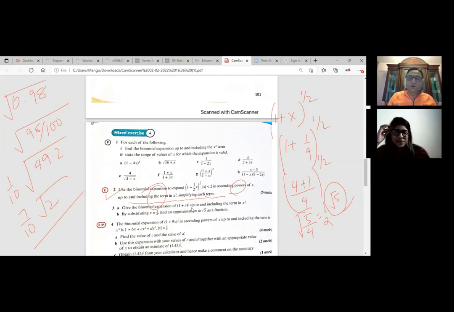Now look at it. There is no need to just practice binomial expansion. There is need to understand the type of questions which can come in the examination. And this is what it is: square root of 2, square root of 5 value. You get the idea, right? So read this question: find an approximation of square root of 5.